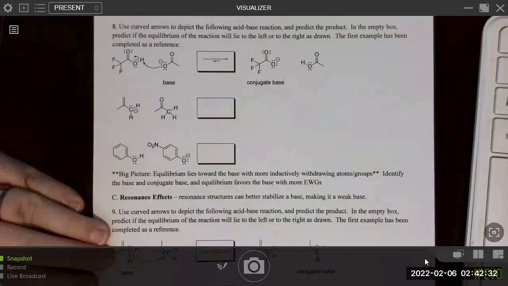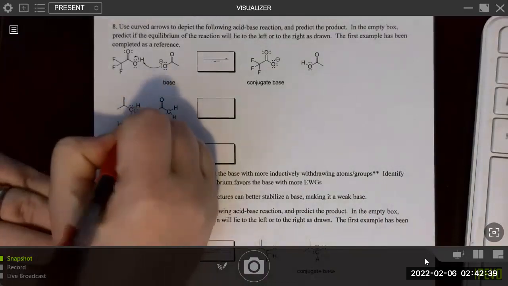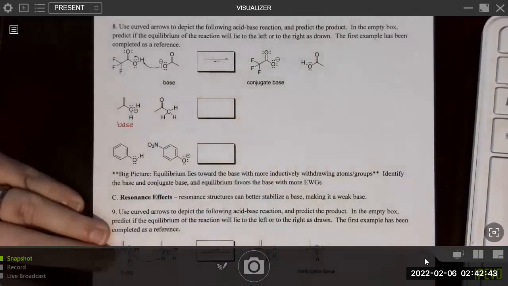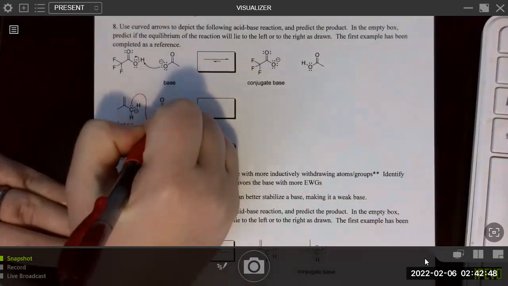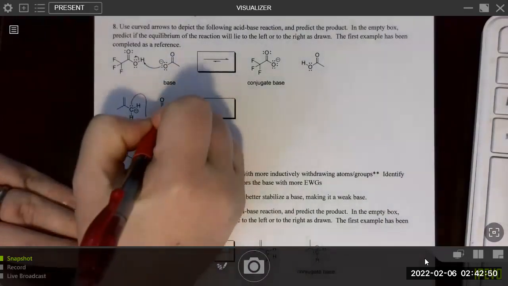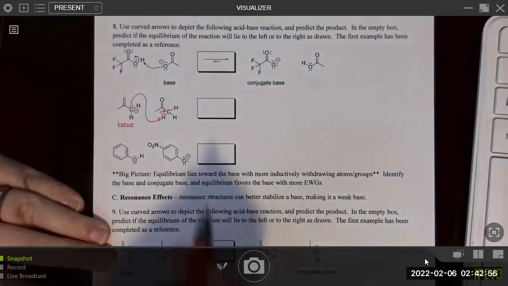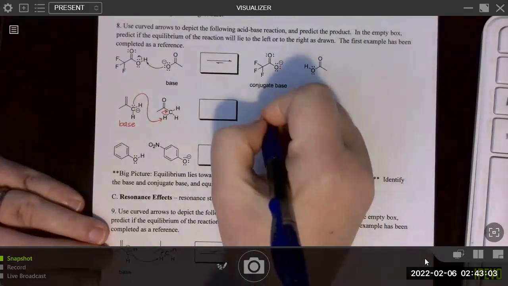So let's go ahead and work on the other ones then. Right, so we have, this will be the base. We'll label that because that's important. Right, and it's going to take one of these hydrogens from the acid. Doesn't matter which one, right? Just draw it taking one of those and then leaving that electron pair behind as a lone pair. Now our first task is going to be to go ahead and draw in the products, I should say.